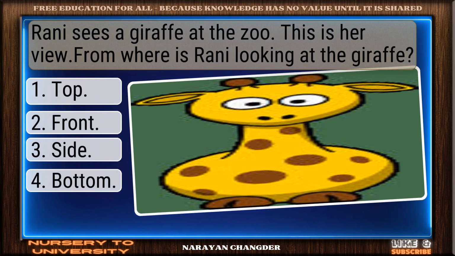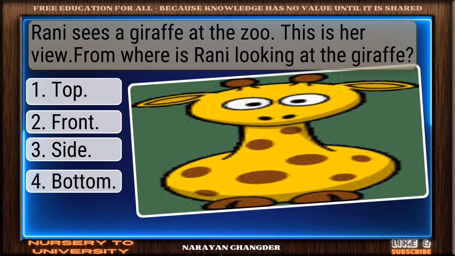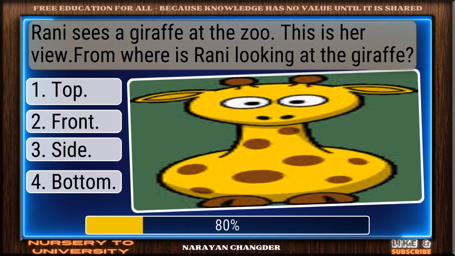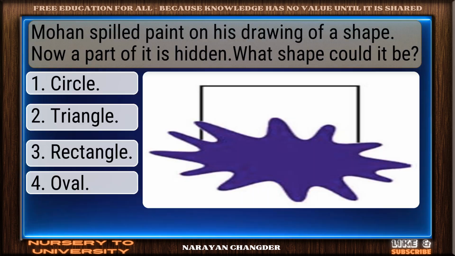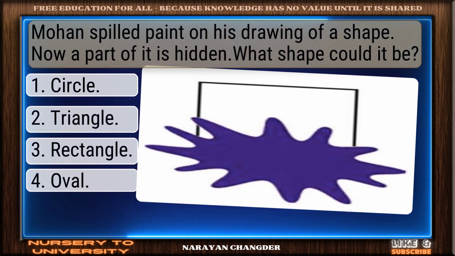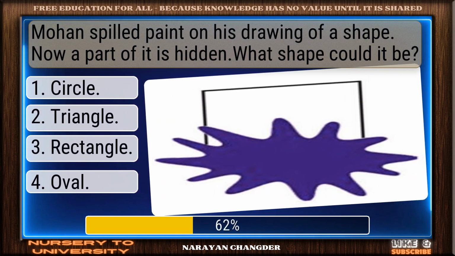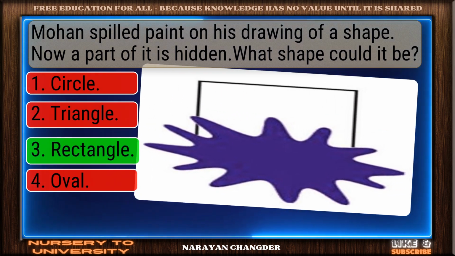Rani sees a giraffe at the zoo. This is her view. From where is Rani looking at the giraffe? You got it. Your choice front is right. Mohan spilled paint on his drawing of a shape. Now a part of it is hidden. What shape could it be? Strong choice. Rectangle is the right answer.